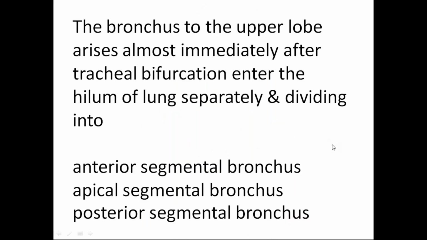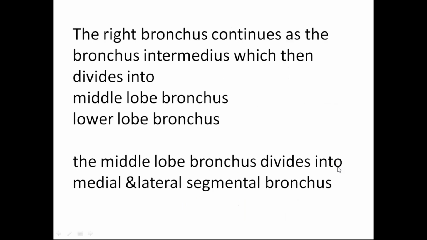The bronchus to the upper lobe arises almost immediately after the tracheal bifurcation on the right side and enters the hilum of the lung separately, dividing into anterior segmental bronchus, apical segmental bronchus, and posterior segmental bronchus.